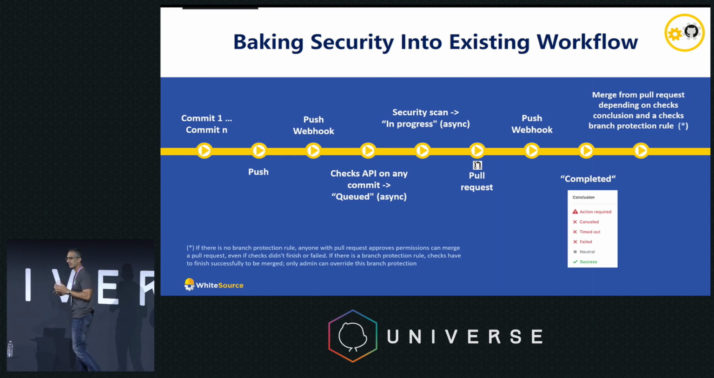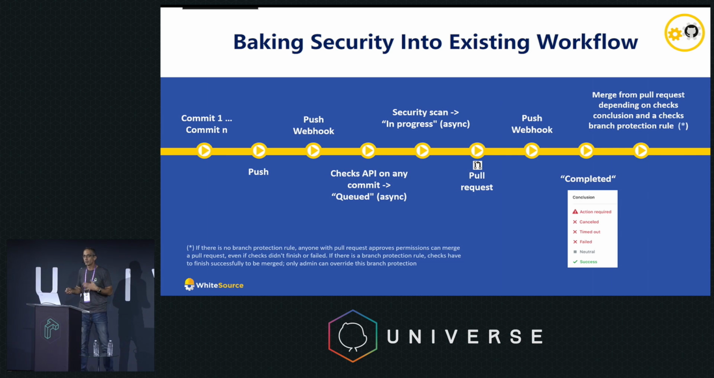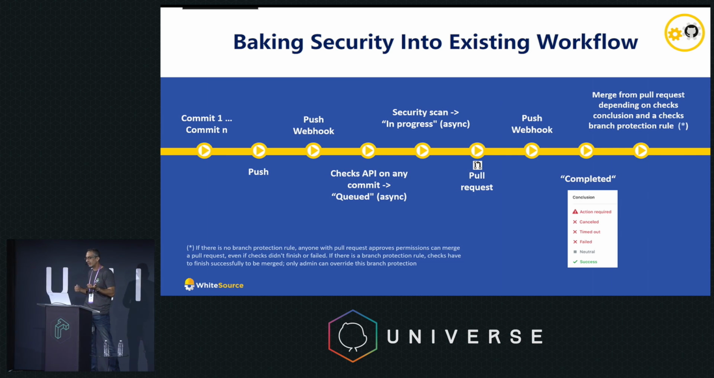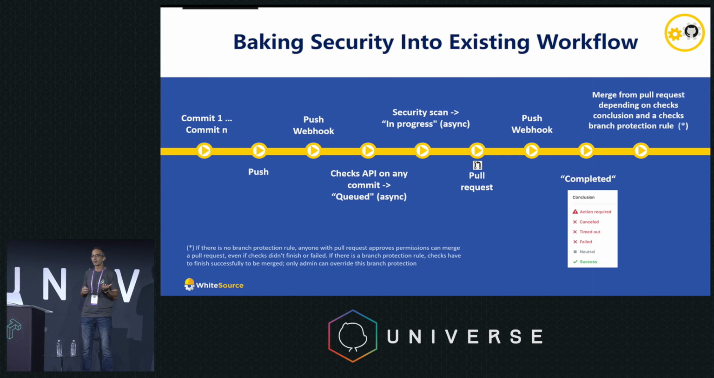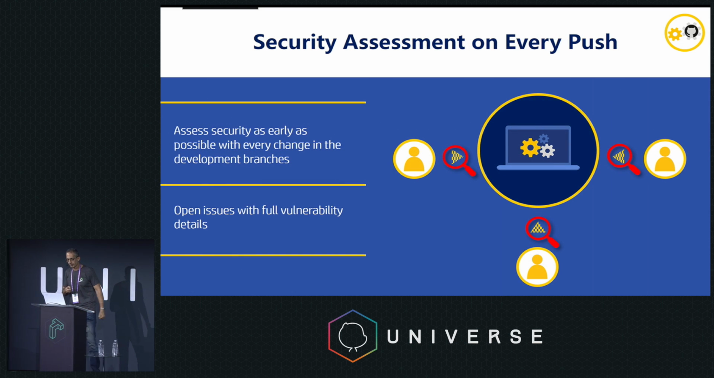Now there are various settings in GitHub that need to be applied depending on your organizational policies. There's something called branch protection rules, where you can decide who can approve pull requests, and whether failing checks on pull requests can stop the build or not. And I'll show you how you do that.